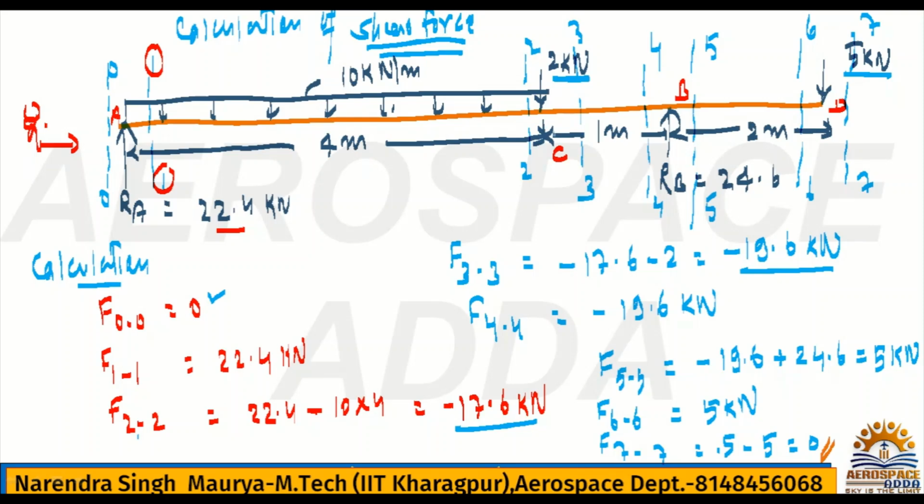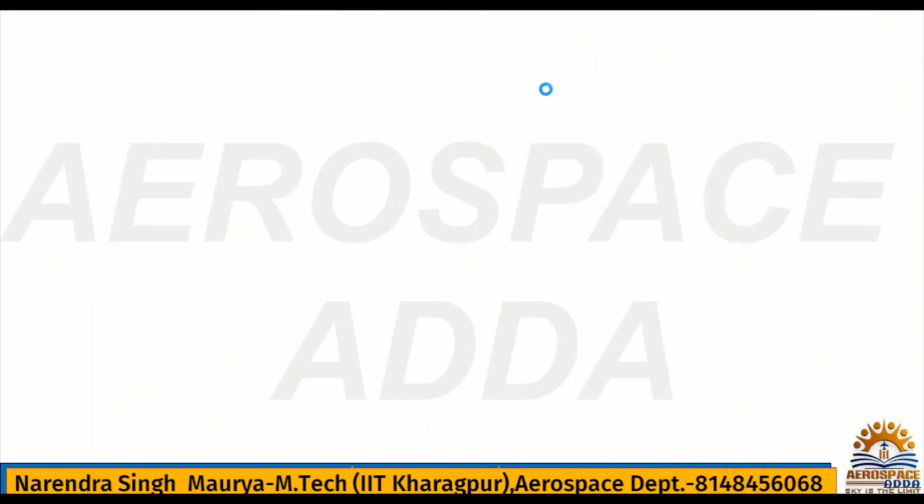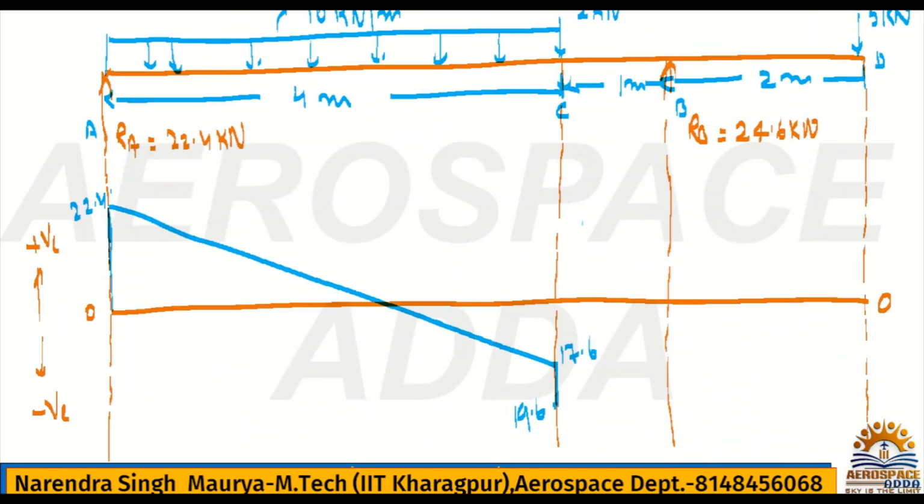So around the point C the value is differing. Why? Because at point C 2 kilonewton is acting, and F22 and F33 are related to point C only. For that reason, at point C you see the variation: these two values, 17.6 and 19.6, are related to point C only. You should understand this 17.6 will be just before C, and this 19.6 just after C. So if it is just before or just after, then on the same line you have to show.